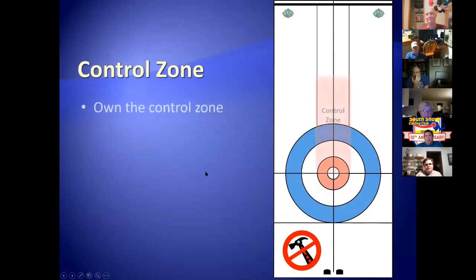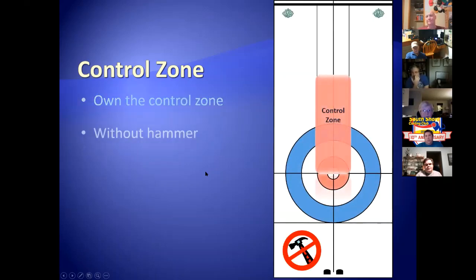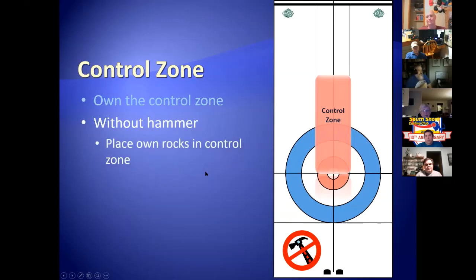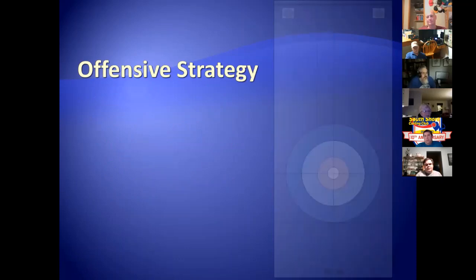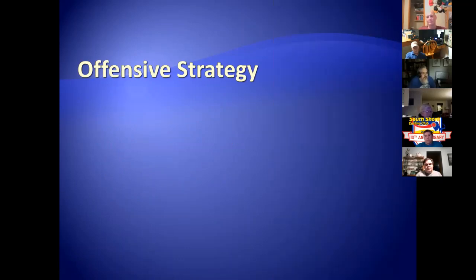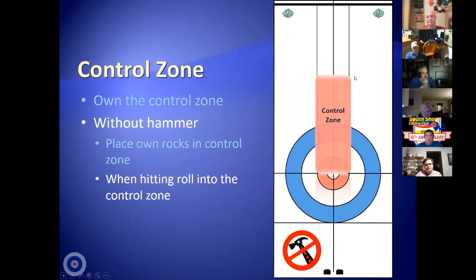Okay, now the control zone. We're going to own this without the hammer by putting our rocks into that control zone. And when we're hitting, we're going to roll into that control zone. So the control zone you see is the same size and shape as before, but the difference is with the hammer, we're controlling it by keeping that open. There's no rocks there. And without the hammer, now we're controlling it by putting rocks into that control zone. Okay?